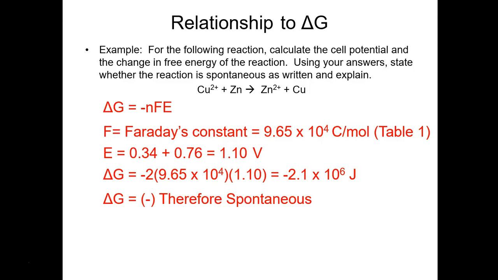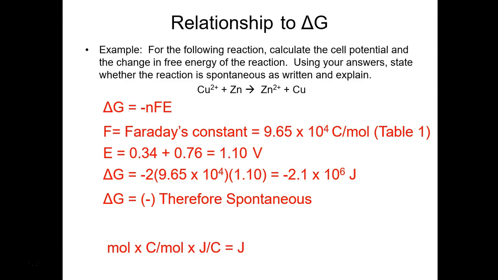Right? Now, it's important to note here that if you have a positive cell potential, then the reaction will always be spontaneous because we have that negative sign in the equation. So if we're multiplying by a positive cell potential, the answer will always be negative. And if the cell potential is negative, then delta G will always be positive and therefore non-spontaneous.